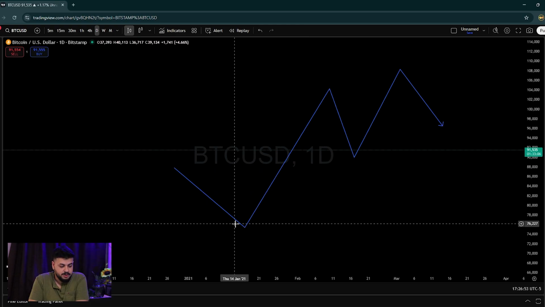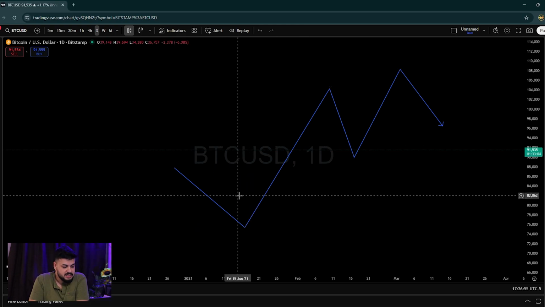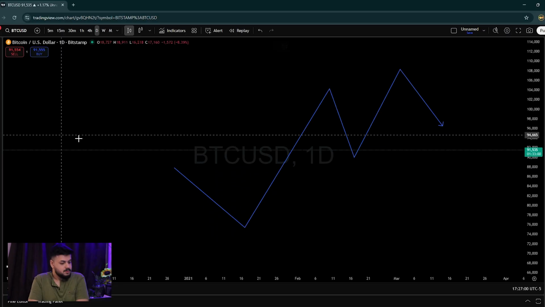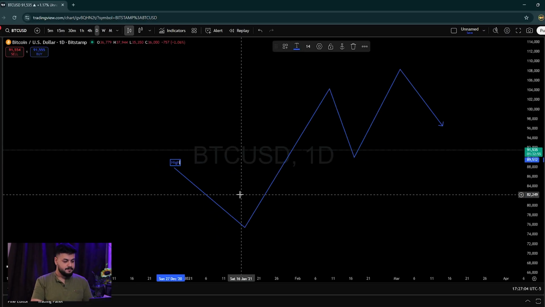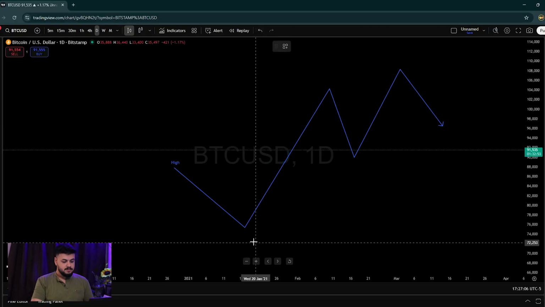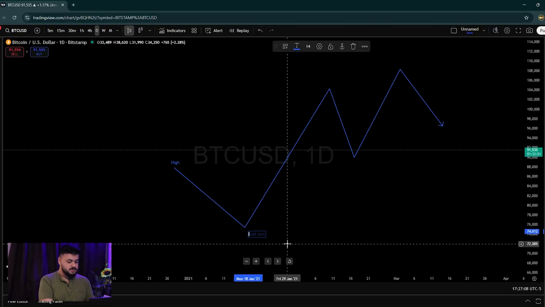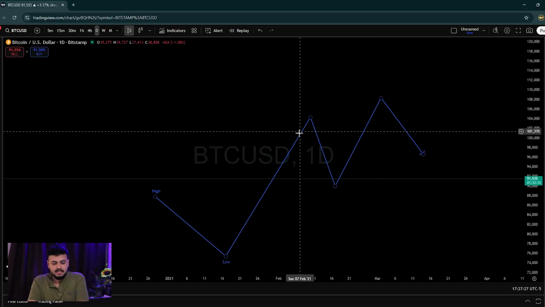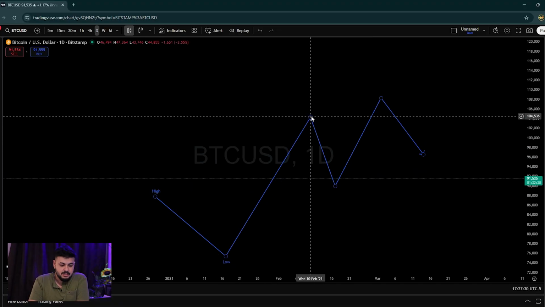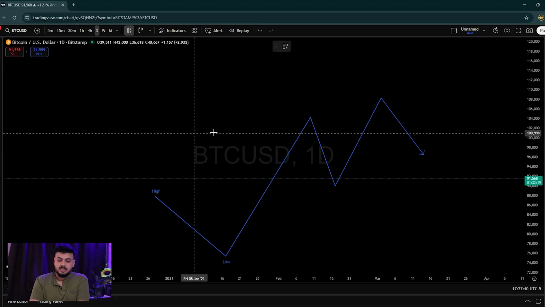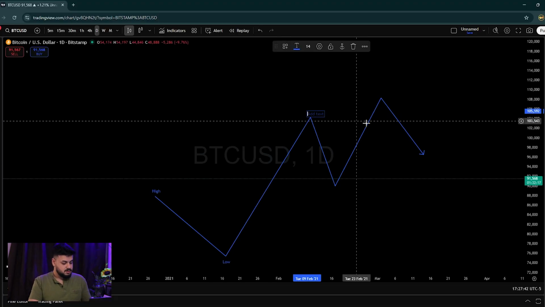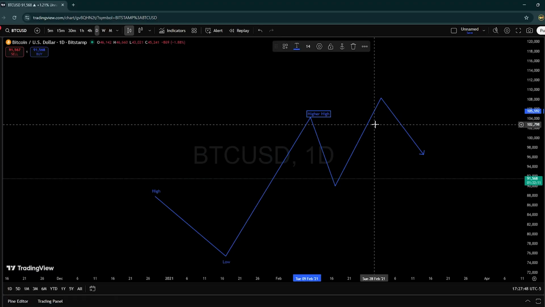If we see the first point, what would be the highest point on this line? That would be this point right here, and let's mark it. Similarly, this being the lowest point, let's just call that low. If we follow this line along, we see that this point right here, or this high, happens to be higher than the previous one. In other words, we can call this a higher high.